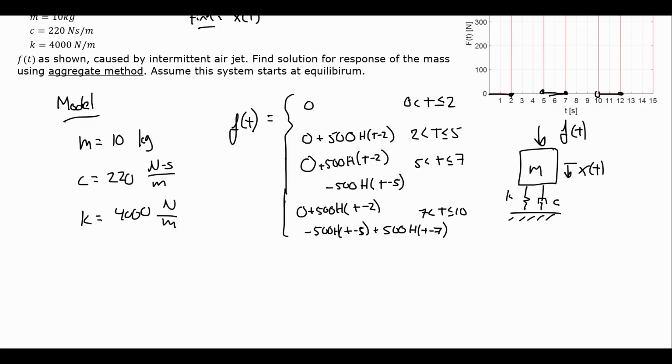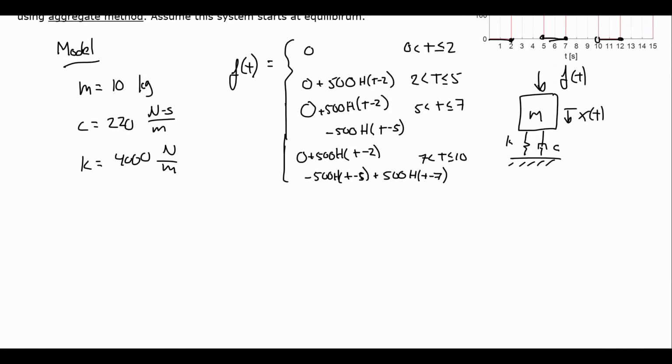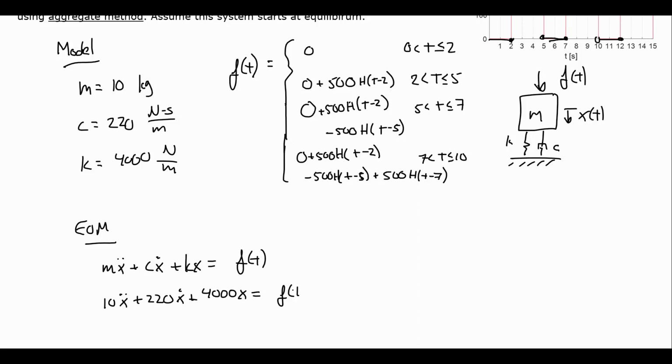So we have our modeling parameters. We have our f of t. We can write our equation of motion. So we're going to have m x double dot. We already know it's a simple spring mass damper, plus c x dot plus k x equals f of t as written above. So I won't rewrite that, but I can write this now with my values. 220 x dot plus 4000 x, all in base units, is f of t. And we see we have now our complete equation of motion for this system.